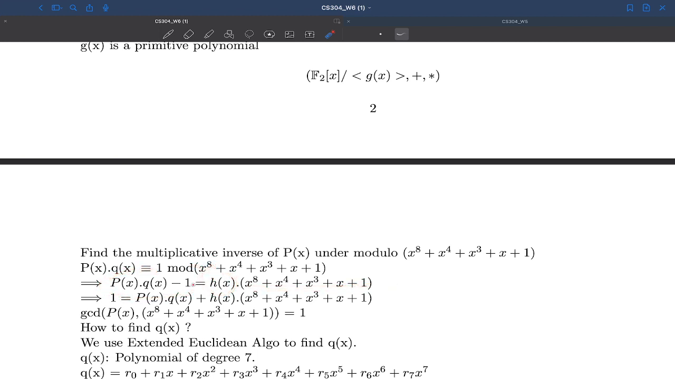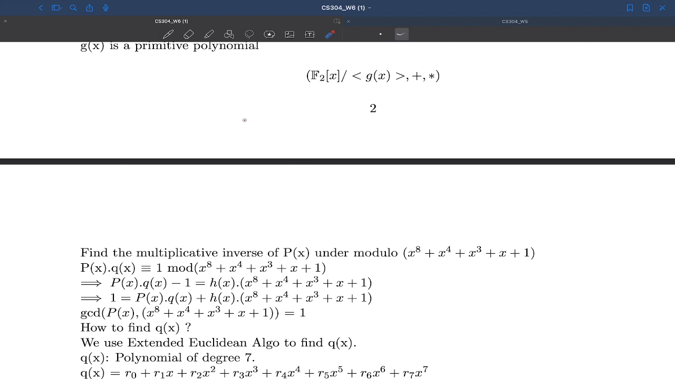Okay, now let's take the 1 to one side, and the rest of my equation to the other side of the equation. So here I'm having 1, here I'm having px times qx, plus here I'm having hx times gx. Now this equation is very familiar from what we see in the extended Euclidean algorithm.